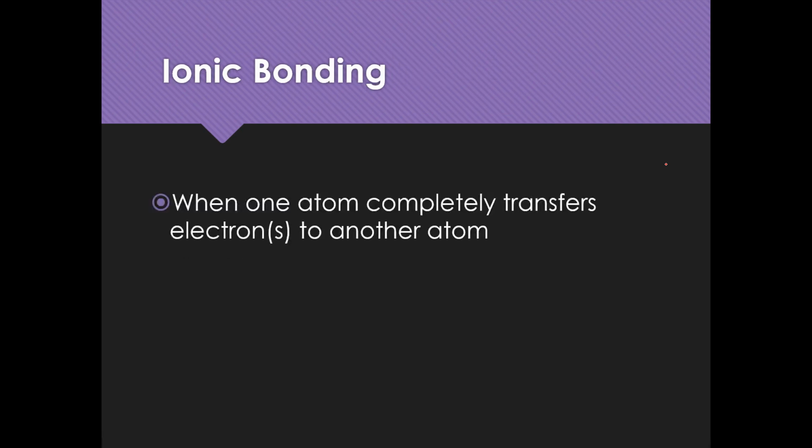So what happens? In ionic bonding, something kind of cool happens. One atom will have electrons that it doesn't hold on to very well. It has a low ionization energy. And another atom that has a higher electron affinity would be more likely to accept the loose electron from the one element to the other.